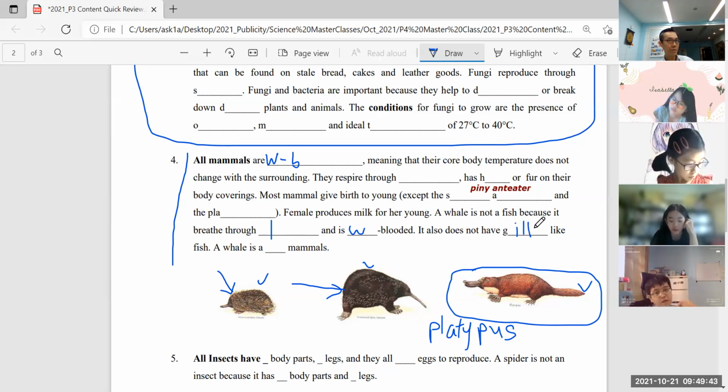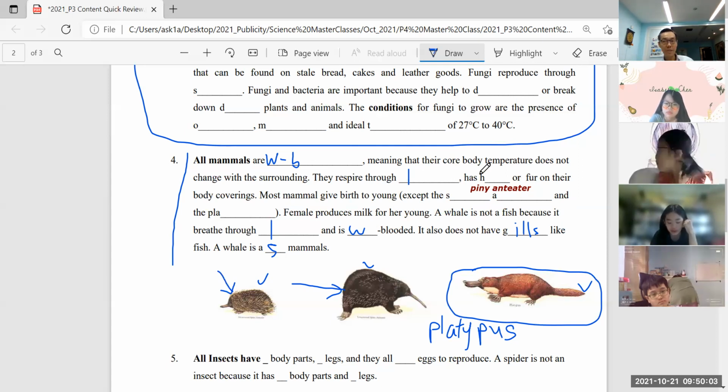Okay. So continue this one. And a whale is a sea mammal. You write this SEA, sea mammal. Okay, sea mammal. Okay, any question regarding this? This is respiratory lungs, has hair.